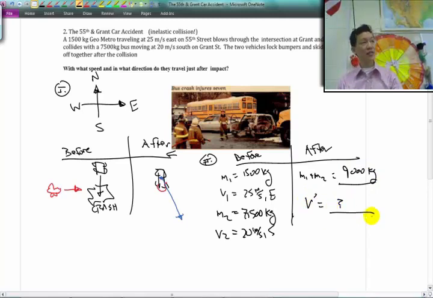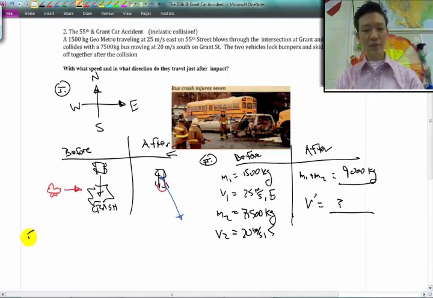So there's some kind of final velocity. That's what we're trying to find. Make sense? We're trying to find V prime. So in an inelastic collision, here's a big idea. You have two objects moving.